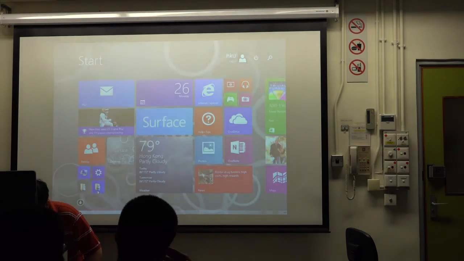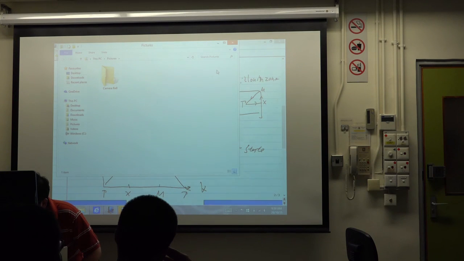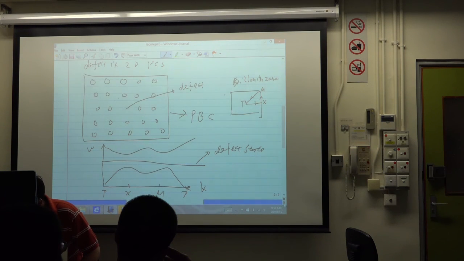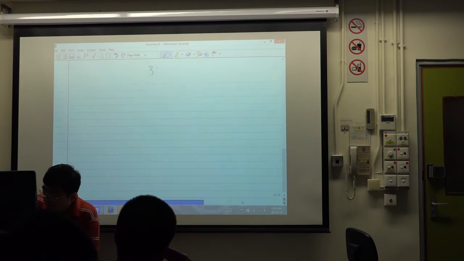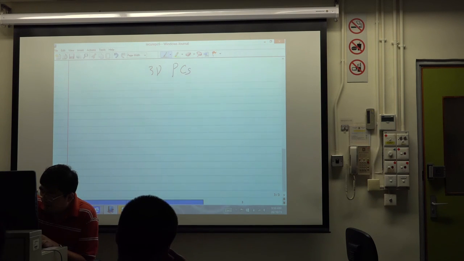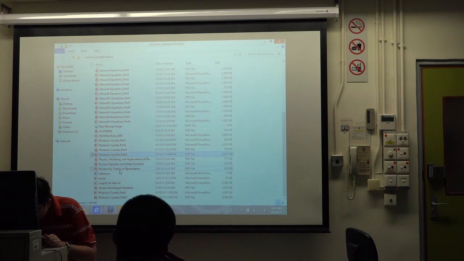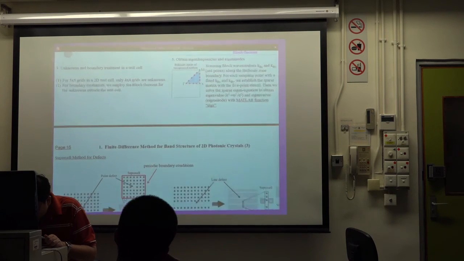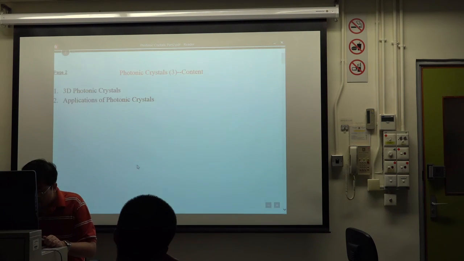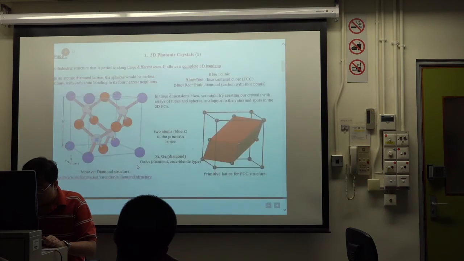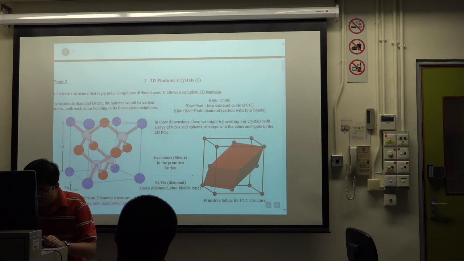So today we talk about 3D photonic crystals. 3D is more difficult than 2D, but maybe it's more interesting. So we see the 3D photonic crystal structure. I like to see this diamond.